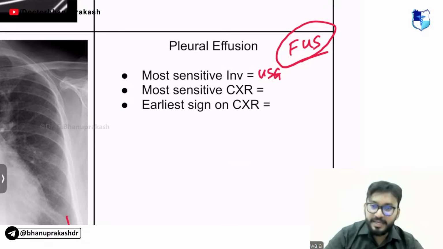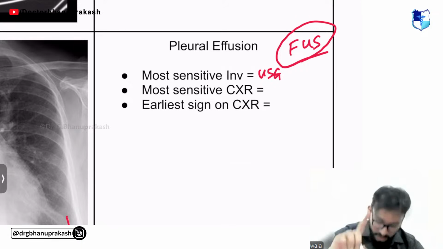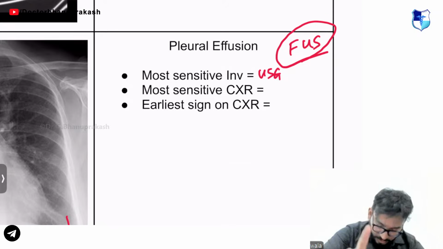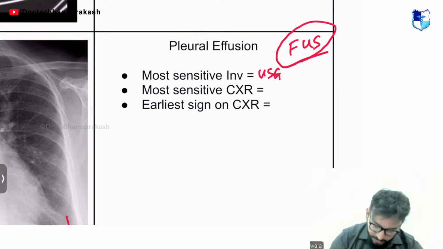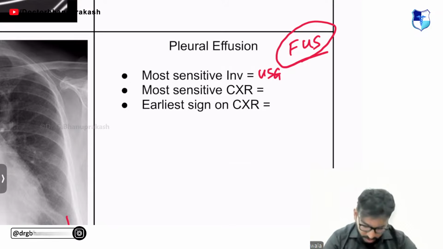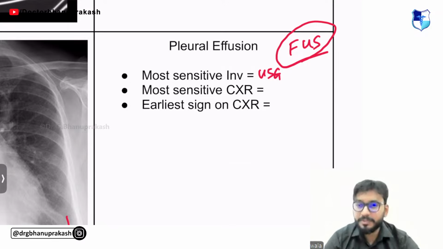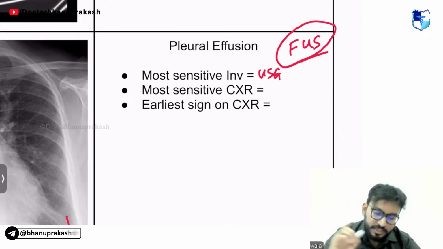Guys, I told you this at the beginning when I was showing you different views of X-ray. The most sensitive X-ray view to pick up pleural effusion is, is it PA view? Yes, lateral decubitus X-ray. Absolutely brilliant. Lateral decubitus is the most sensitive X-ray.